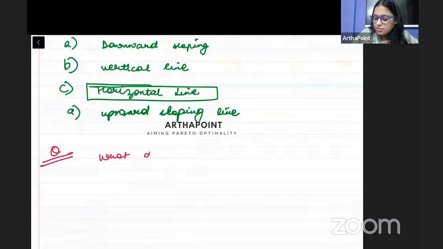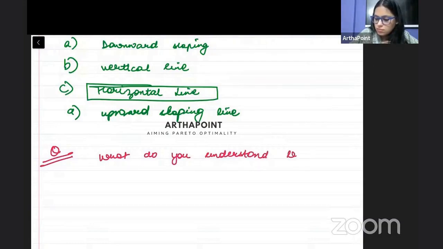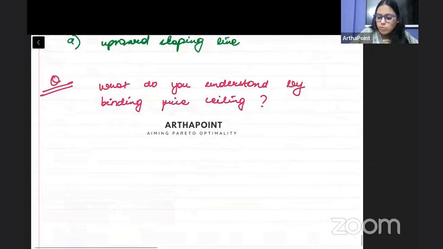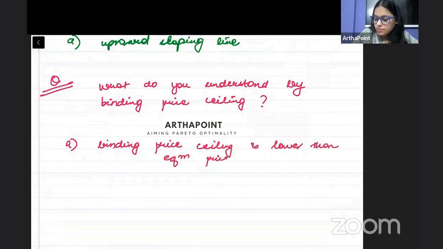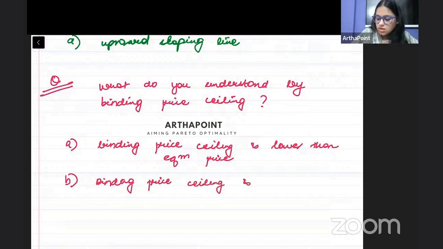What do you understand by binding price ceiling? Option number A. Binding price ceiling is lower than equilibrium price. Option number B. Binding price ceiling is lower than equilibrium quantity.